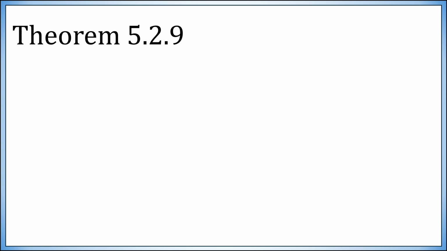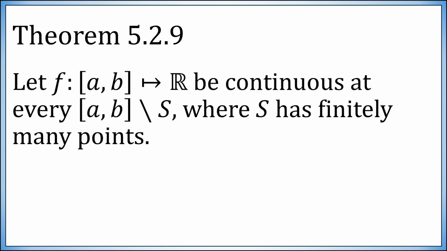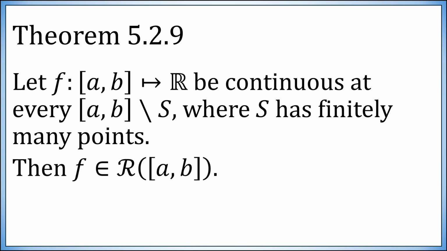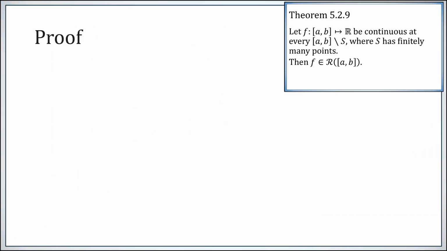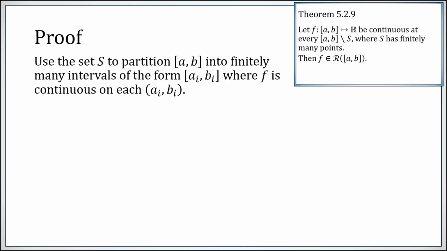So on to Theorem 5.2.9. Let f be a function with domain the interval from a to b. Suppose it's continuous at every point except the set S, but S is a finite set. So the function f is continuous except at finitely many points. Then the function can be integrated. Can we prove it? Okay, just use the set S to partition a to b into finitely many intervals.